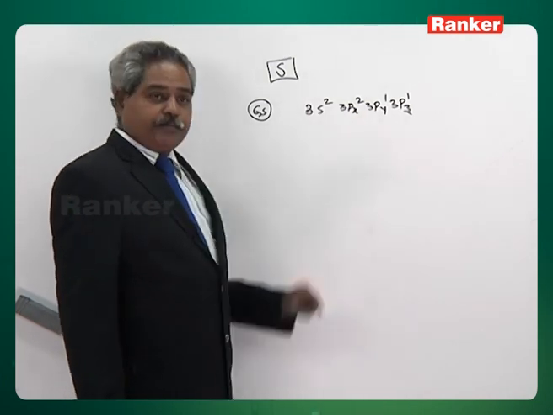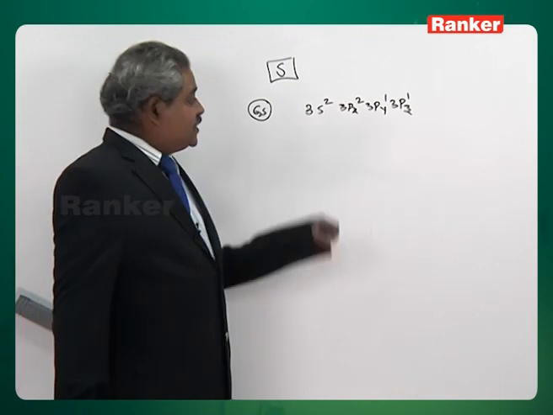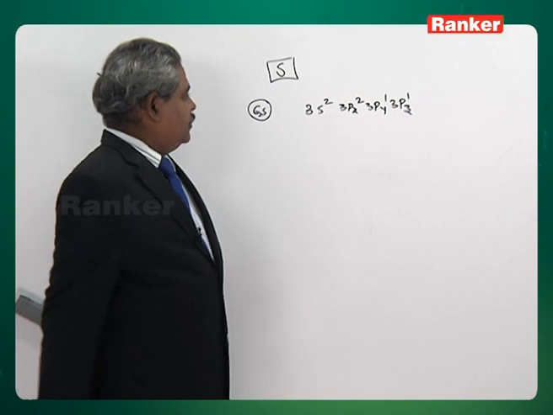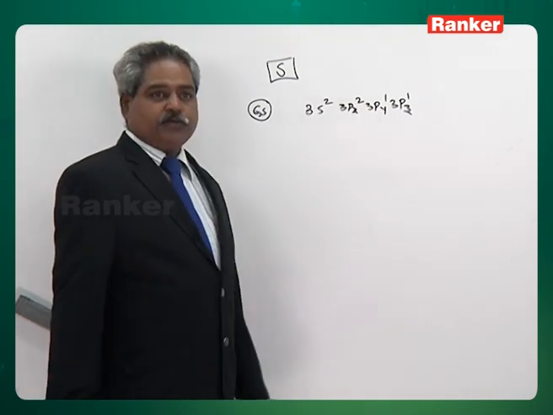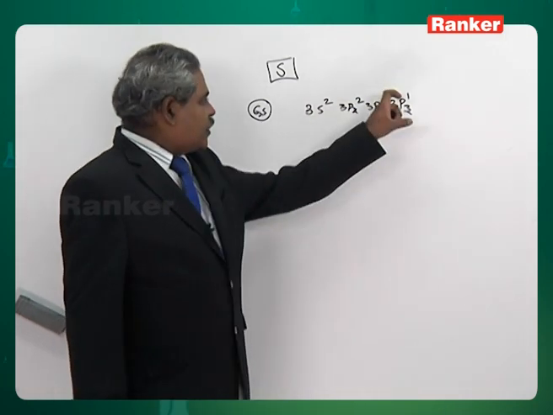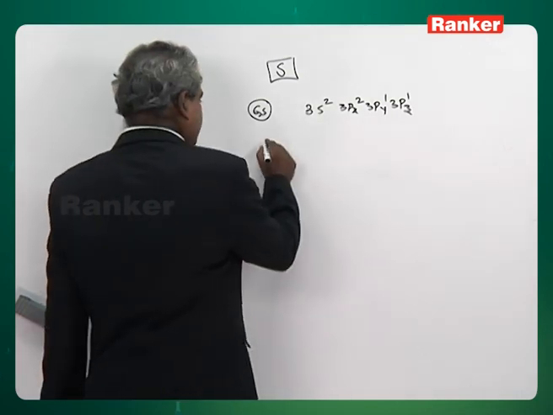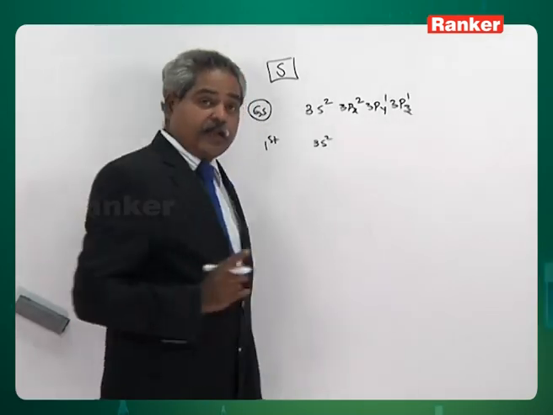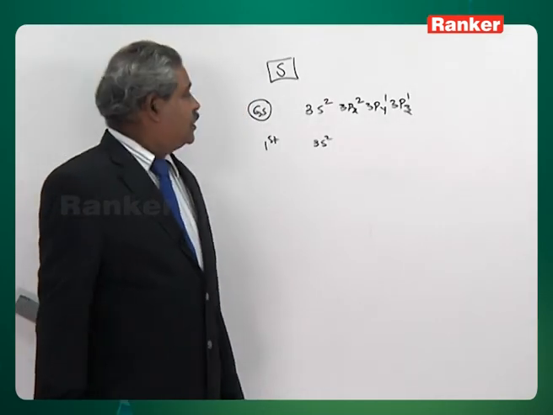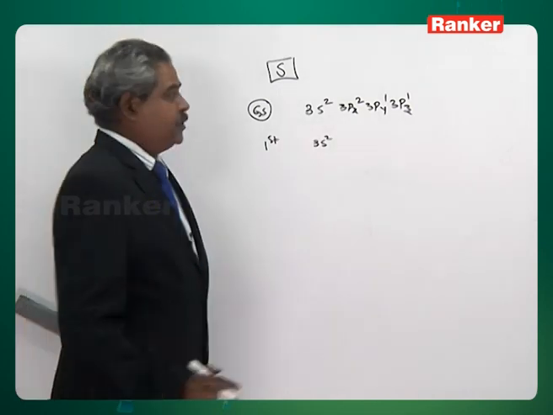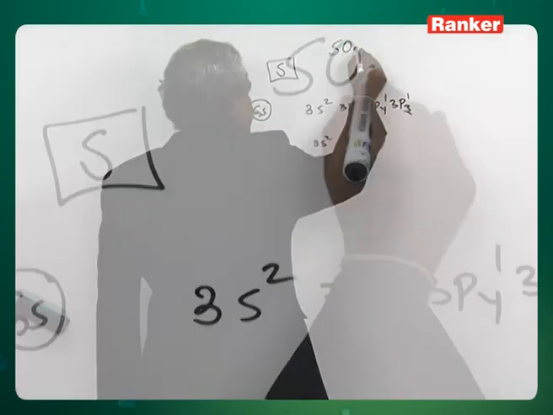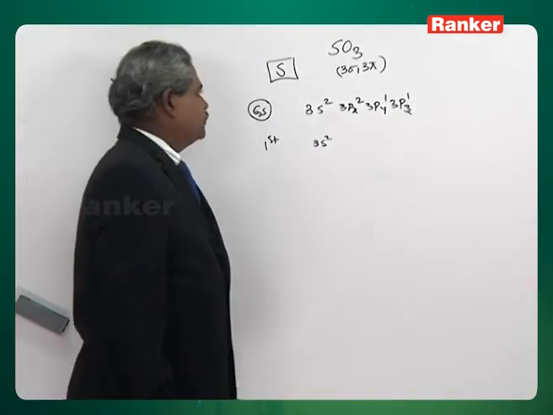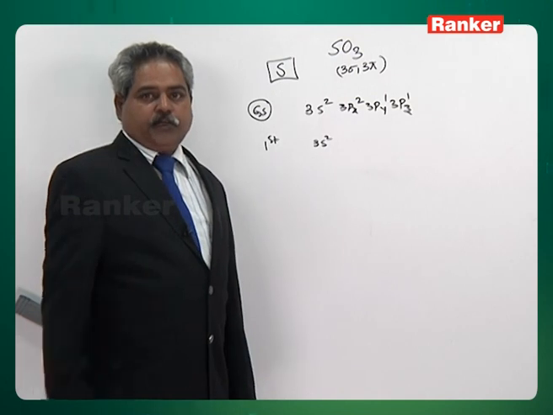Sulfur cannot form 6 bonds in this state. Why? There are only 2 unpaired electrons. So, let us try to excite the electrons. First excited state. I said go to the relevant excited state. Relevant in the sense until you get the required number of bonds. In the case of SO3, you know you require 3 sigma and 3 pi, a total of 6 bonds.